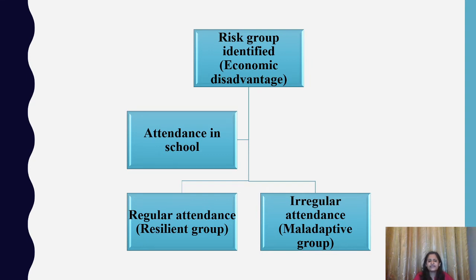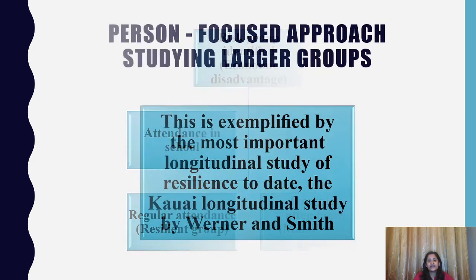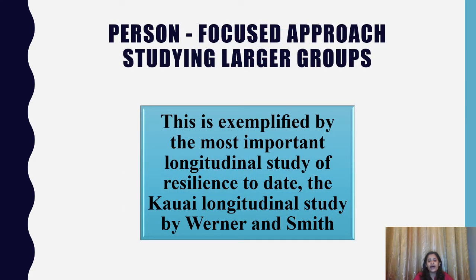There is a famous longitudinal study conducted by Emmy Werner and Ruth Smith, the Kauai longitudinal study, which is a significant example of a large group person focused model of resilience. Kauai is a small town in Hawaii.